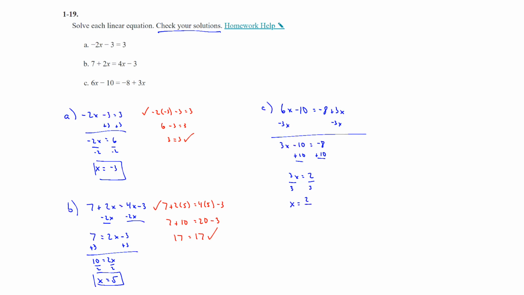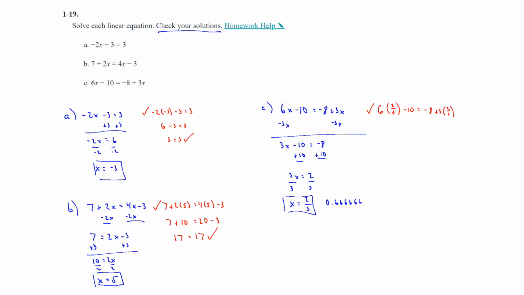Now if you try to divide this out, you will get 0.6 repeating. But you need to write that it just keeps going. So we need to leave it in fraction form so it's the most accurate answer. And then when we go to plug it back in, we can actually plug 2/3 in, where to plug 0.6 repeating in would be very difficult. So this would be 6 times 2/3 minus 10 is equal to negative 8 plus 3 times 2/3.